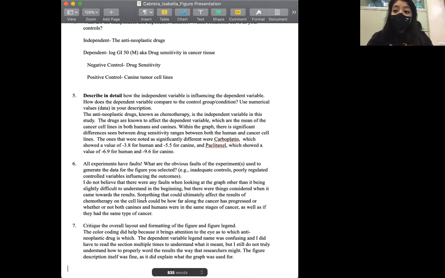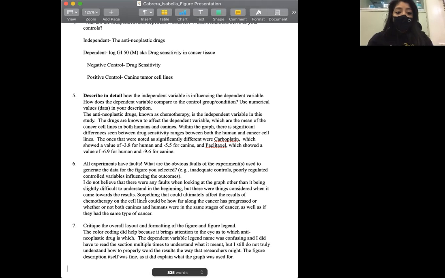Something that could ultimately affect the results, though, that the researchers may or may not have thought of was how far along the cancer was, whether that tumor was once resected and it grew back, and also are the canines and humans within the same stages of cancer. So that would be a really big thing, as well as how many rounds of chemotherapy did they each go through.